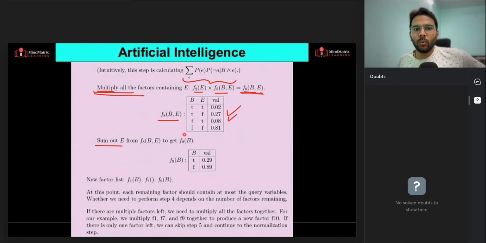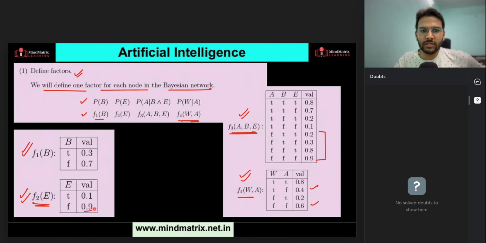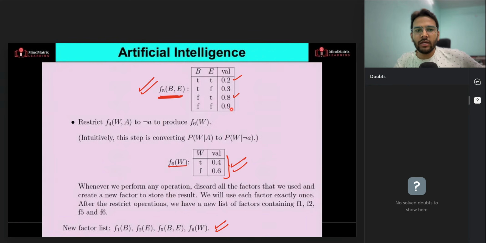Now what we can do is sum out on this f8 of b comma e, we can sum out on e, right? Because ultimately we were performing this also. Summation of e was there. Carefully see this, summation of e is there. Once you perform this multiplication, now you can sum out on e. When I say sum out on e, what needs to be done?